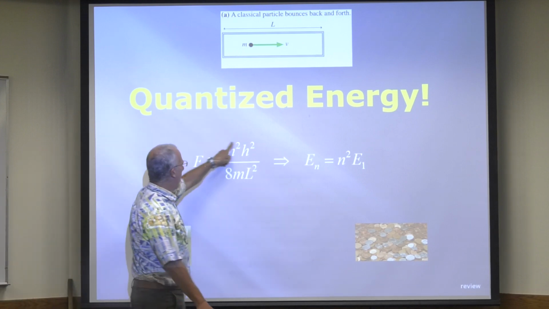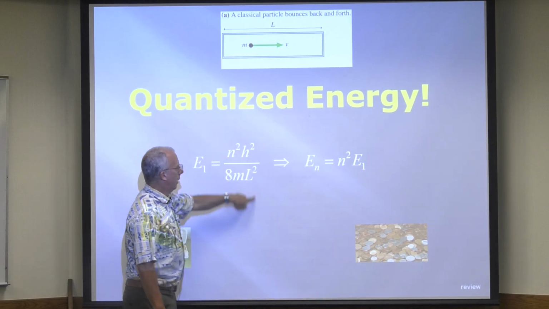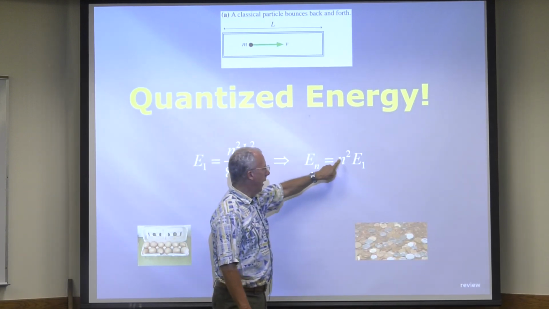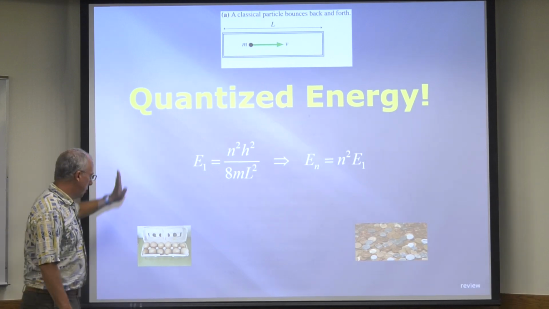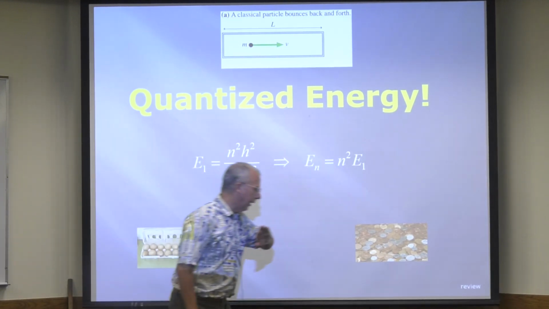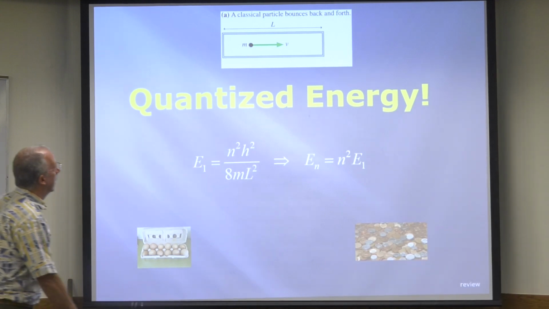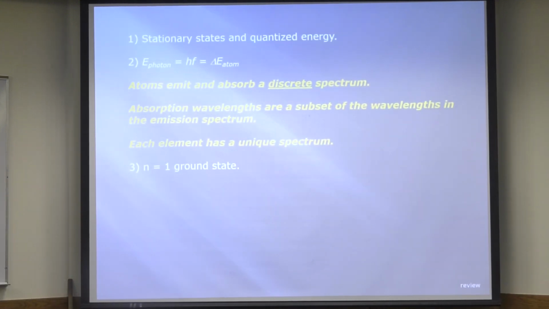So this is E1, and this is En, where n is just 1, 2, 3, 4, 5. And so quantized energy, just like eggs, just like money. Then we did the whole thing where you shine light through a prism and all that. So this is atoms, right? Stationary states and quantized energy.